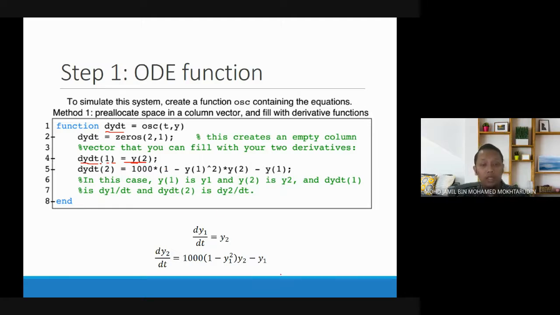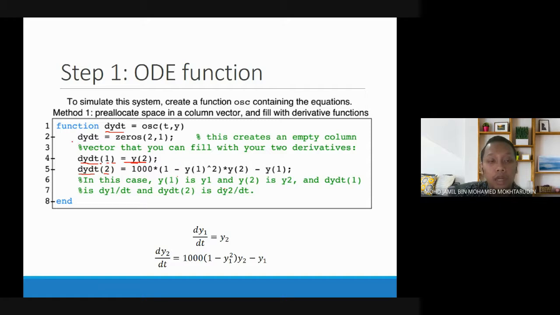And then for the second equation, dy2/dt, we just write dy/dt bracket 2 equals 1000 times (1 minus y bracket 1 squared) times y bracket 2 minus y bracket 1. So y bracket 2 represents y2, y bracket 1 represents y1. dy/dt bracket 1 is dy1/dt, and dy/dt bracket 2 is dy2/dt.